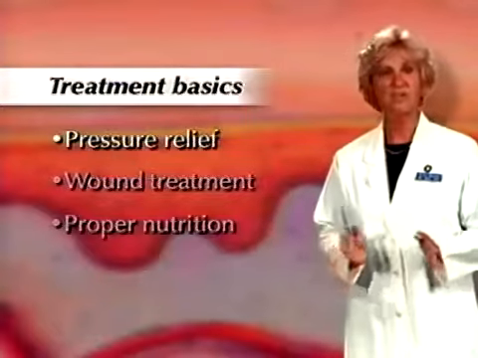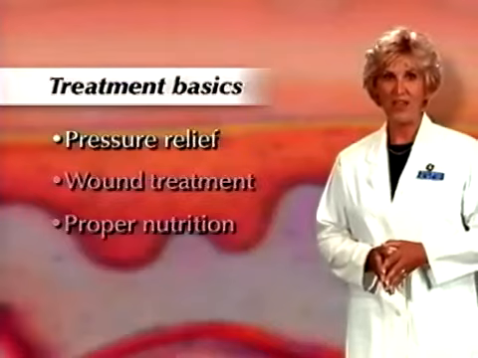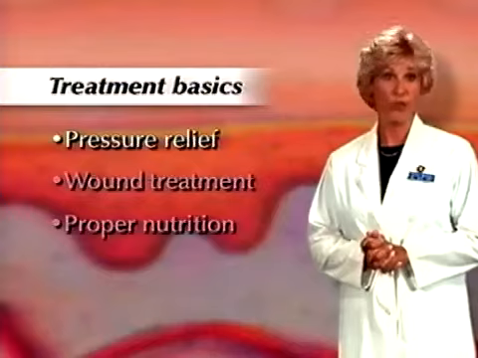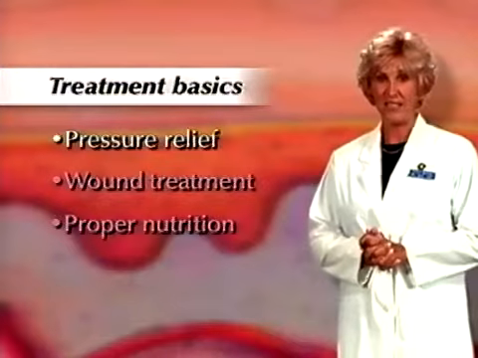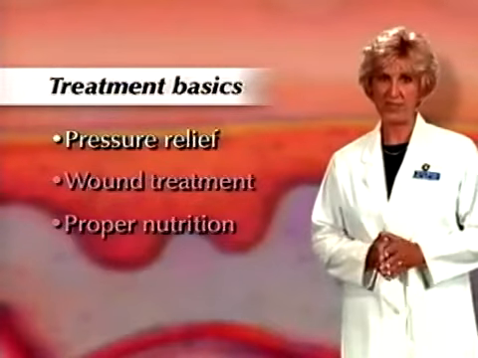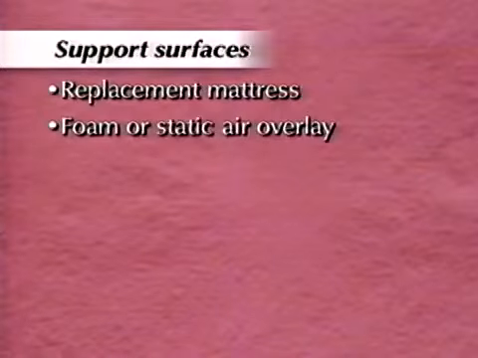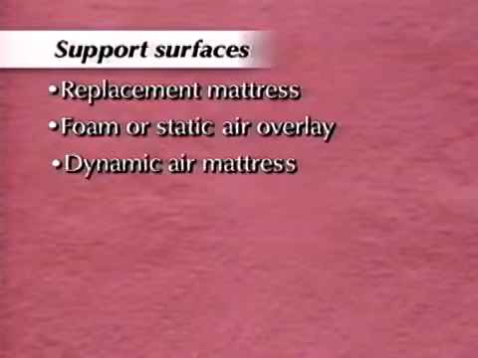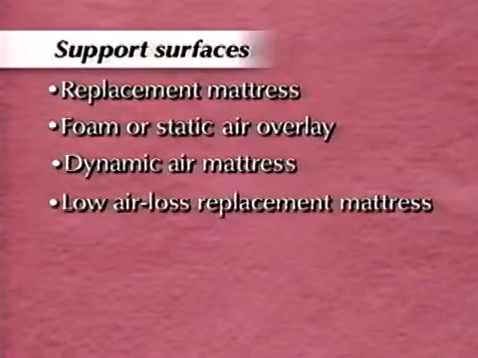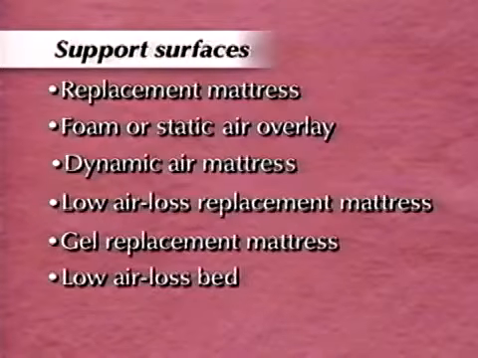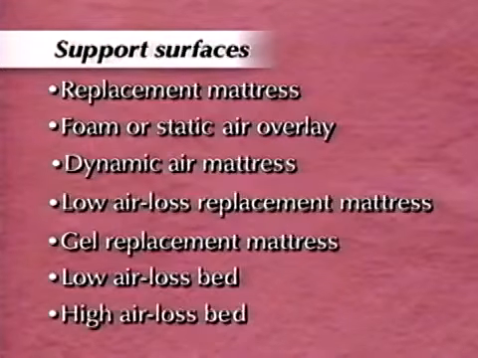So let's start with techniques to relieve pressure. Remember to follow your facility's policies when selecting a support surface for pressure relief or reduction. If your patient can't reposition himself independently in bed, arrange for a special support surface, such as a replacement mattress, foam or static air overlay, dynamic air mattress, low air loss replacement mattress, gel replacement mattress, low air loss bed, or high air loss bed.